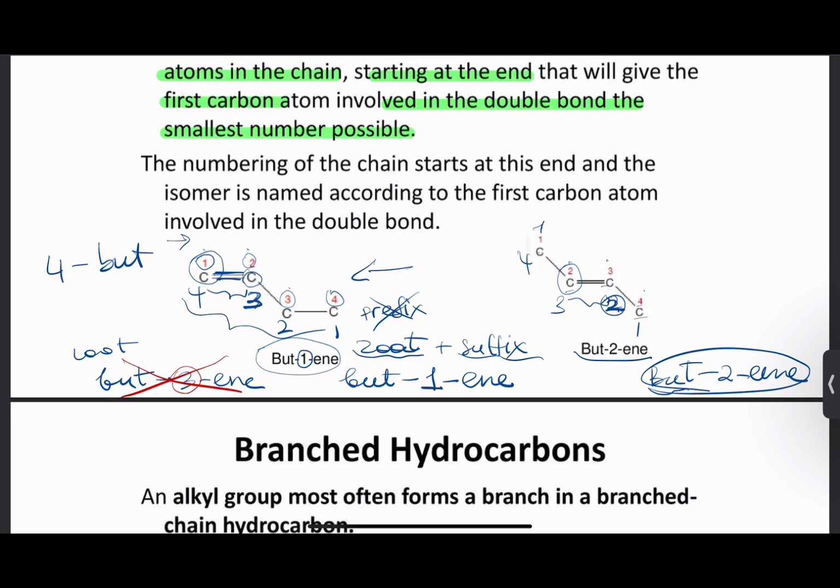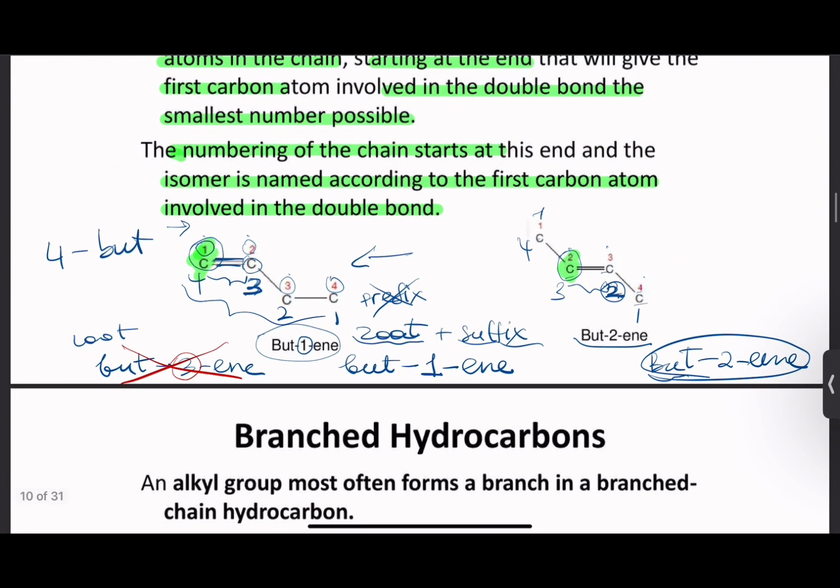So the numbering of the chain starts at this end, and the isomer is named according to the first carbon atom involved in the double bond. So the first carbon atom here is 2, and the first carbon atom here is 1.